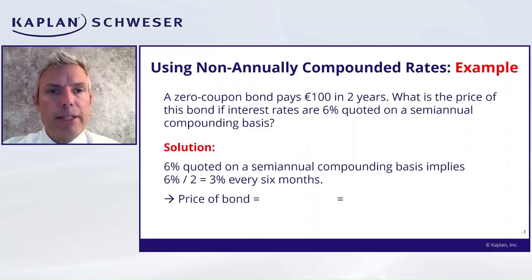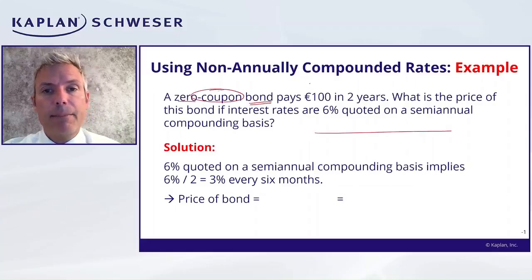So what have we got here? We've got zero coupon bonds. What that means is you're holding an instrument that doesn't pay a regular coupon. That's why it's called zero coupon. But it pays a known par amount of 100 euros at maturity, which is in 2 years' time.